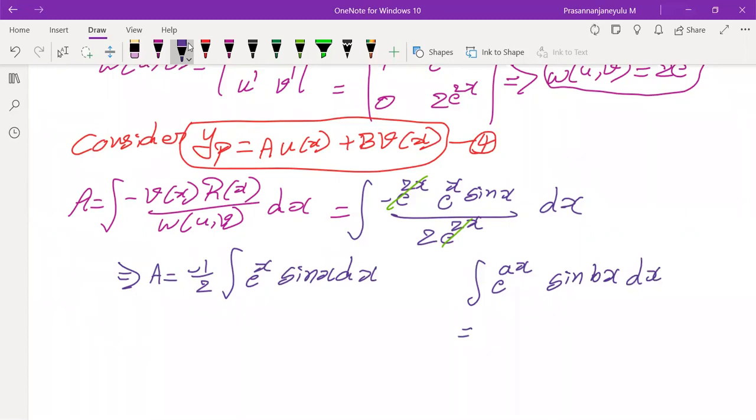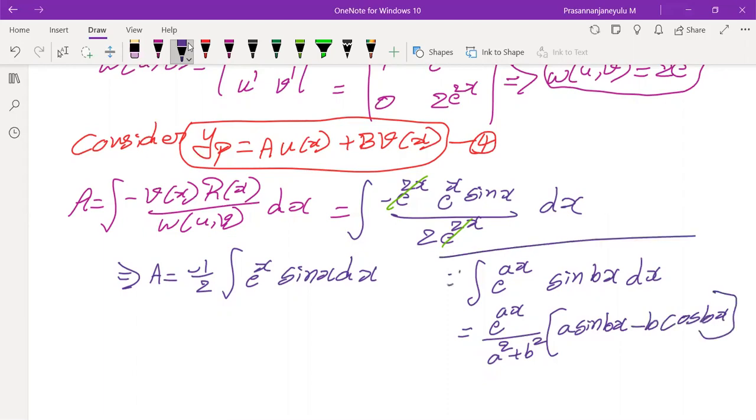Integral e power ax into sin bx plus c, or simply sin bx dx, is e power ax by a square plus b square into a sin bx. Integration of sine is minus cos, so minus b cos bx. This is the formula. Using this formula, what is the value of a here?